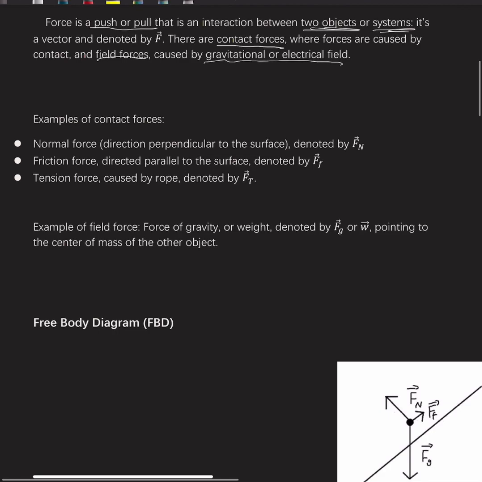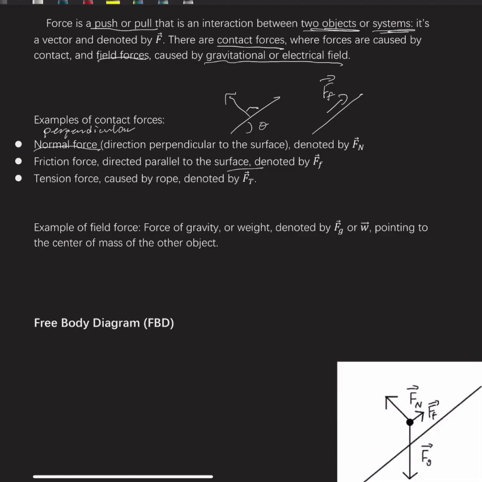And so here are the three contact forces. First, the normal force. Normal means perpendicular to, which means that the normal force always acts perpendicular to the surface, even if the surface is on an incline like this. The normal force will go up to the left, and it must be perpendicular to the surface. The friction force is always parallel to the surface. It opposes motion. So in this incline problem, the force of friction is parallel to the surface. And the tension force is caused by a rope or string, which can be denoted by F sub T.